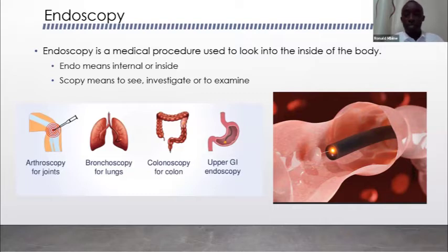For example, you can have an arthroscopy, which is endoscopy of the knee joint. You can have a bronchoscopy, which is endoscopy of the lungs. You can have a colonoscopy. You can have an upper gastrointestinal endoscopy. You can have a cystoscopy where you look inside the bladder.